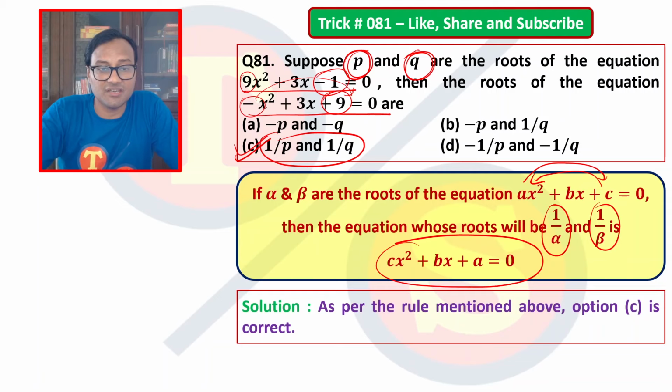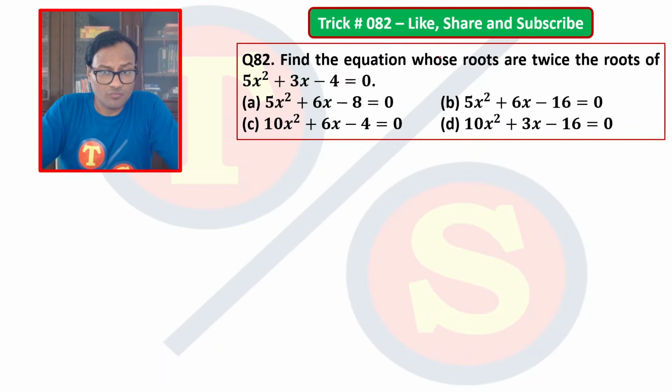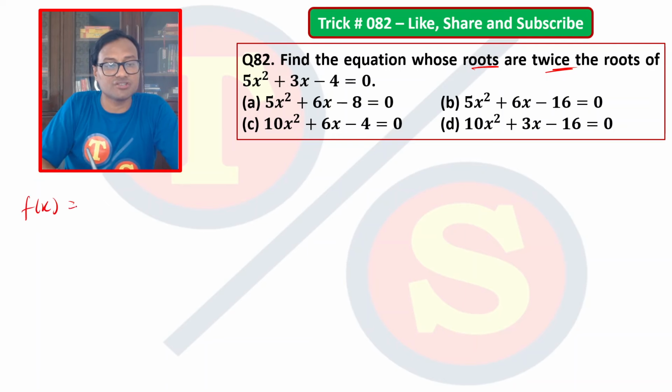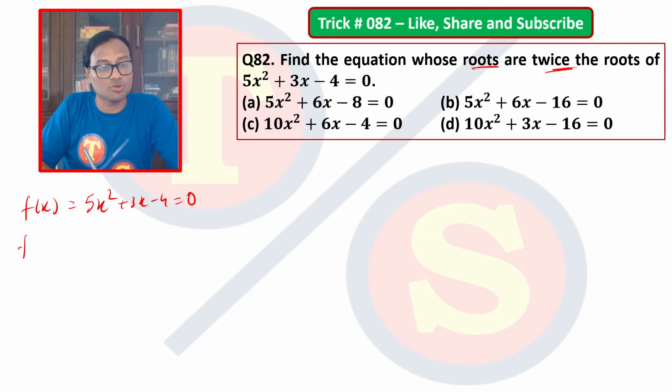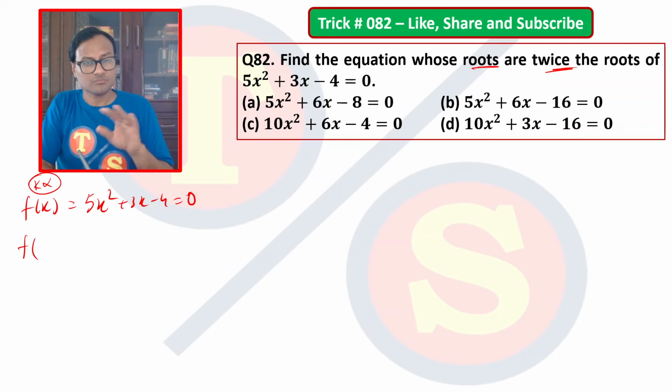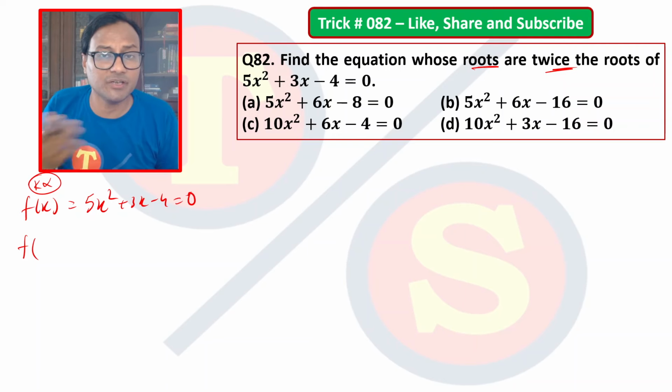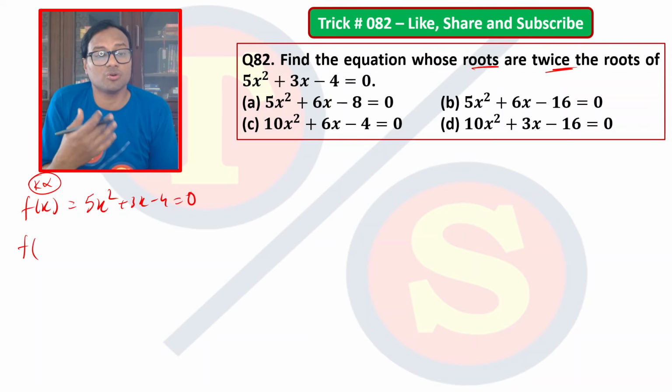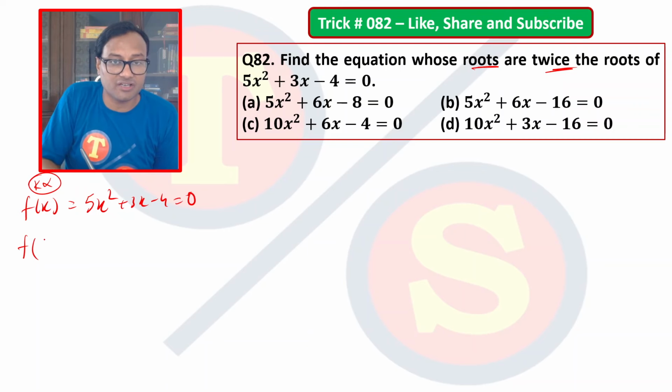After that, if I say 82, find the equation whose roots are twice the roots of this, right? So basically we have a quadratic equation. Suppose I say f of x and the roots of this equation are alpha and beta. So what will be the equation whose roots will be double? So whenever we have to make roots k times, original roots are alpha and beta, and I want a new equation whose roots are k times of alpha and k times of beta.